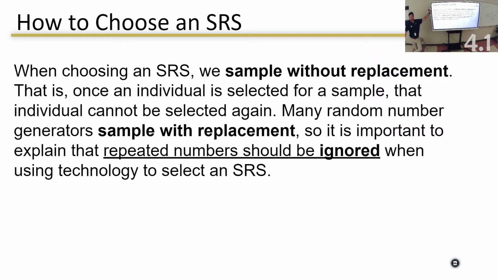Your random digits in your book, you've got a chance of being selected again. 16 could show up and 16 could show up again. So you need those unique numbers, or repeated numbers should be ignored. Okay with all that talking about? You'll get some practice on that.